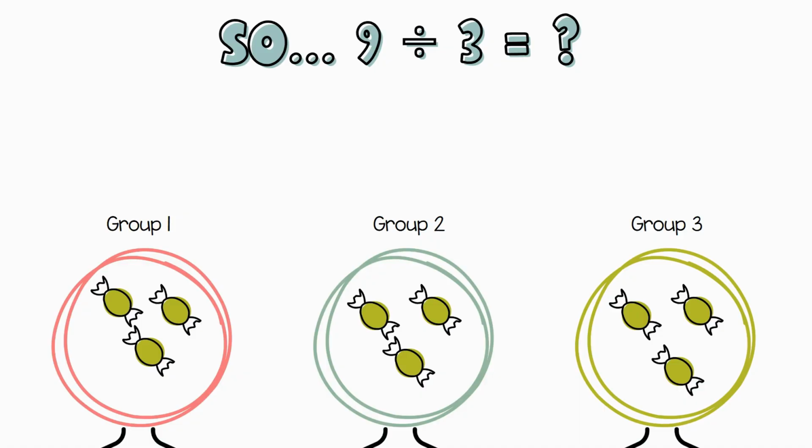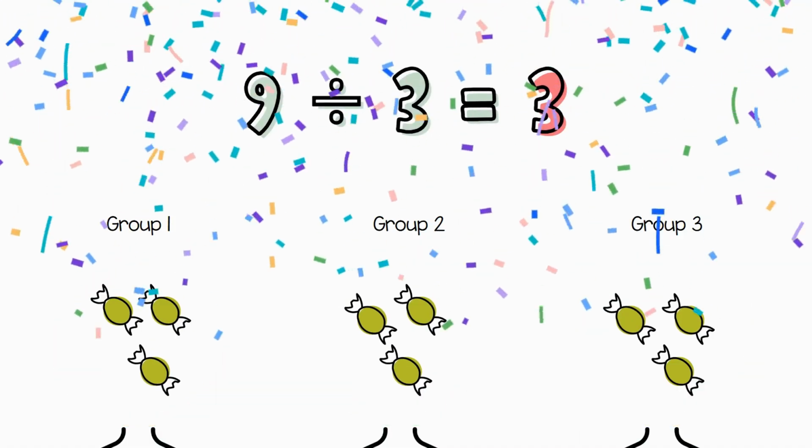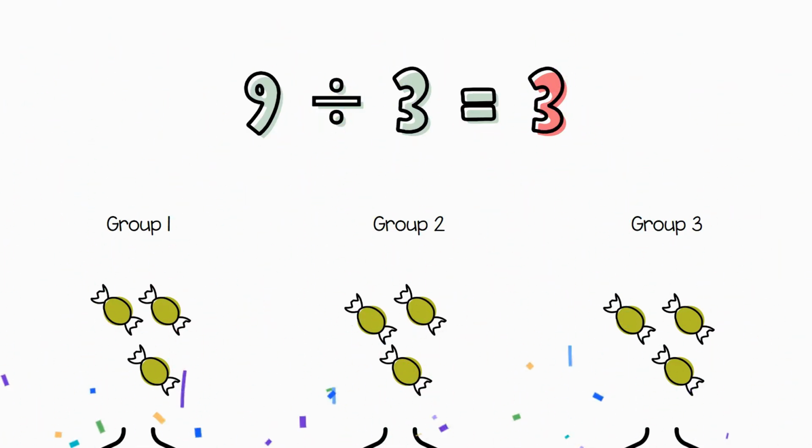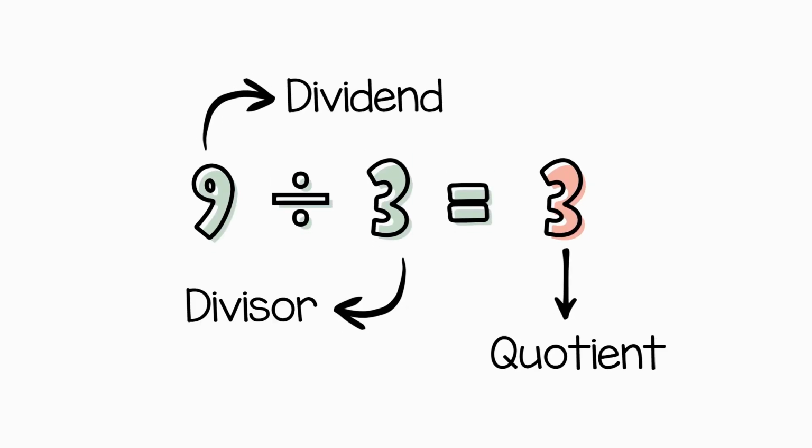So the answer to 9 divided by 3 is 3. If you got 3, that is the correct answer. There are 3 pieces of candy in each group, which means each child would get 3 pieces of candy. So 9 divided by 3 equals 3, but we're not done yet. Now that we know our quotient, we can work backwards in order to check our work.